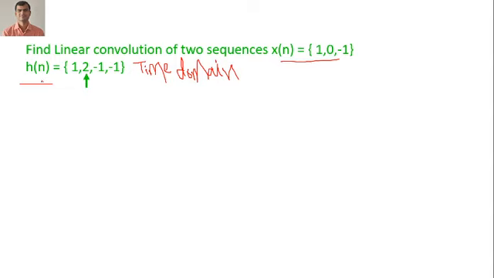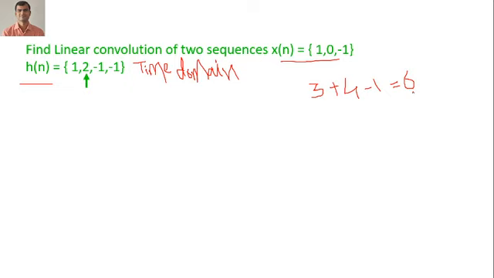Now what number of samples will we have in the convolution of these two sequences? I have told you the formula: samples of x of n, here you have 3 samples, plus samples of h of n, 1 2 3 4, so 4 samples, minus 1. So 3 plus 4 is 7, minus 1 is equal to 6. That means in the output sequence y of n you will have 6 samples.